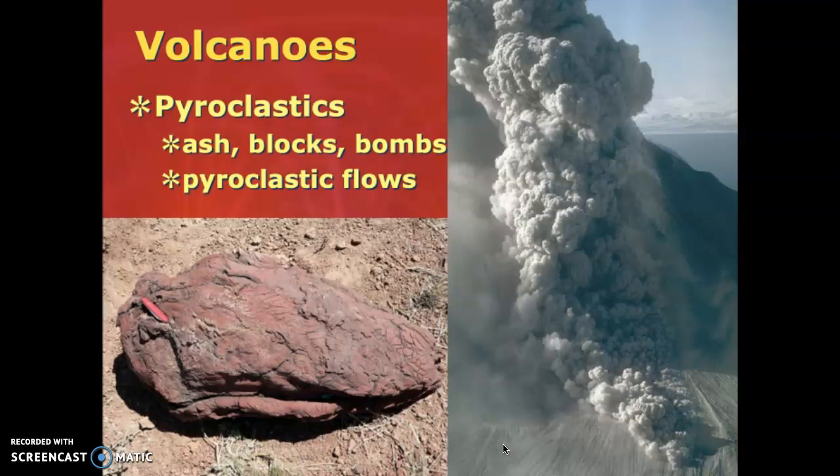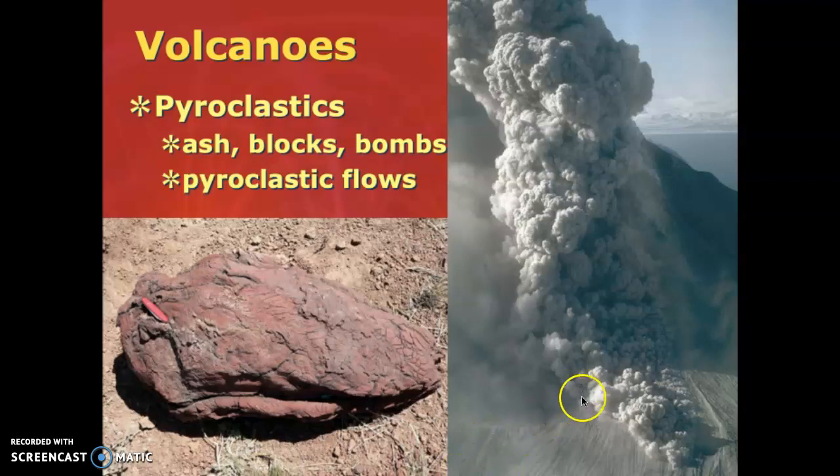And we have two general groups that we put these into. The ash, the blocks, and the bombs are the big chunks that get thrown up into the air and fall down. And in certain circumstances, they can become part of what we call a pyroclastic flow. This happens because that cloud of ash is actually very dense and heavy, and gravity can pull it down the side of a volcano. Pyroclastic flows can travel at 60 or 70 miles an hour down the side of a volcano. And they look kind of like a fluid flow, but they're actually made up of hot gas and ash.